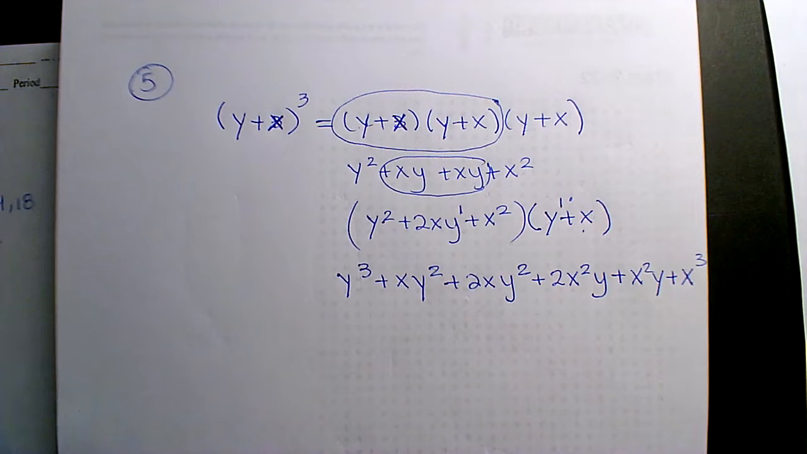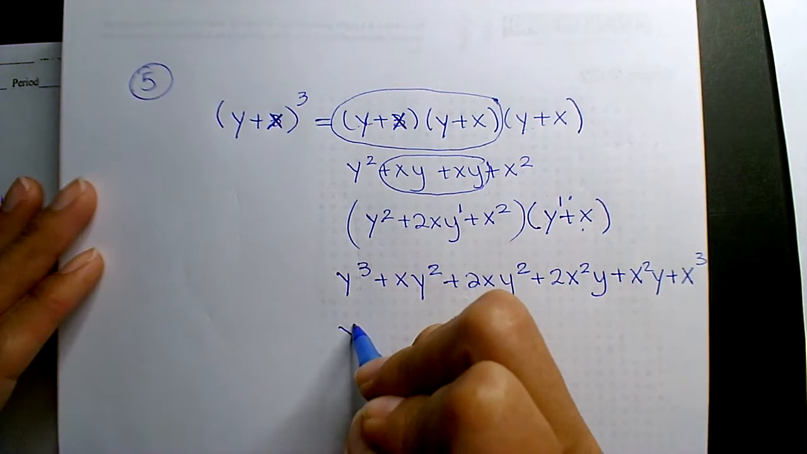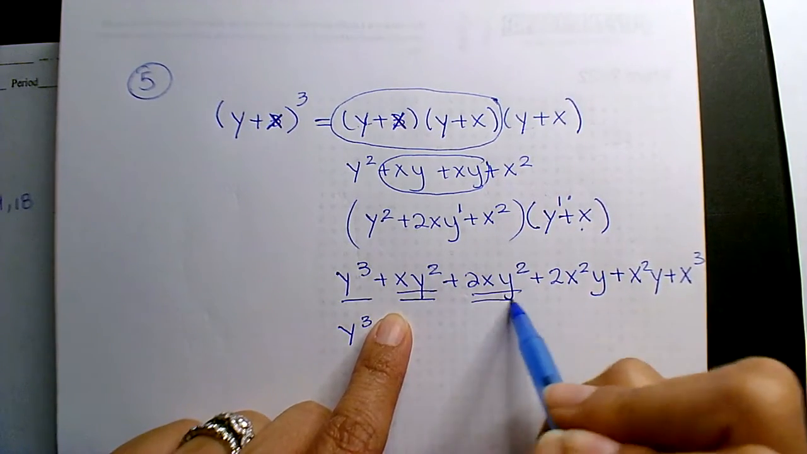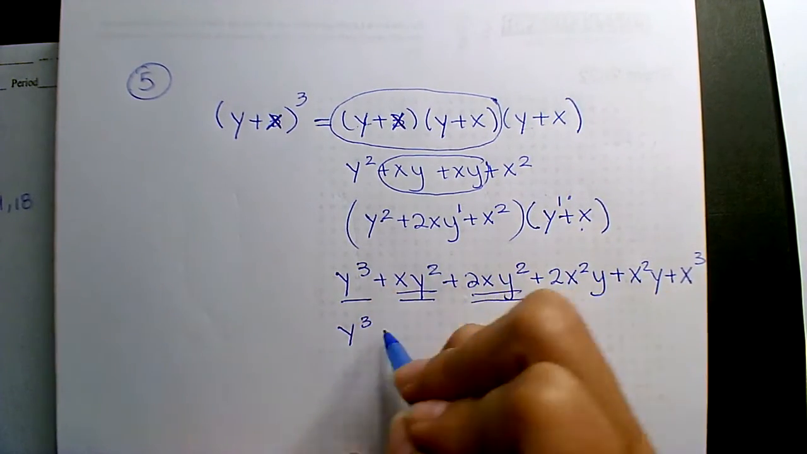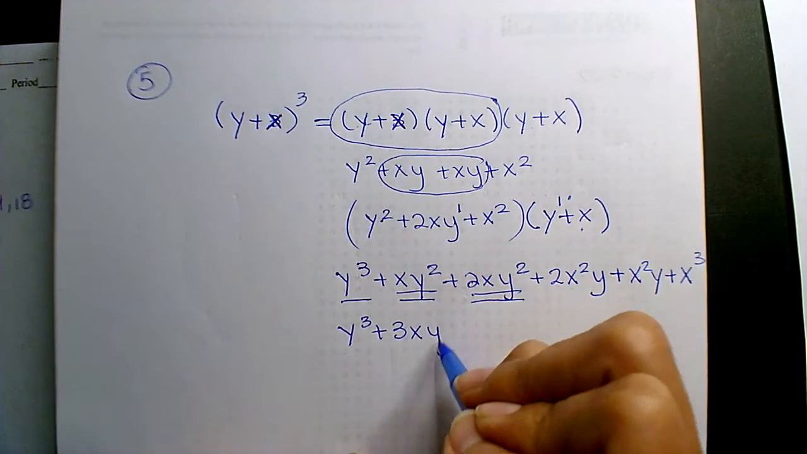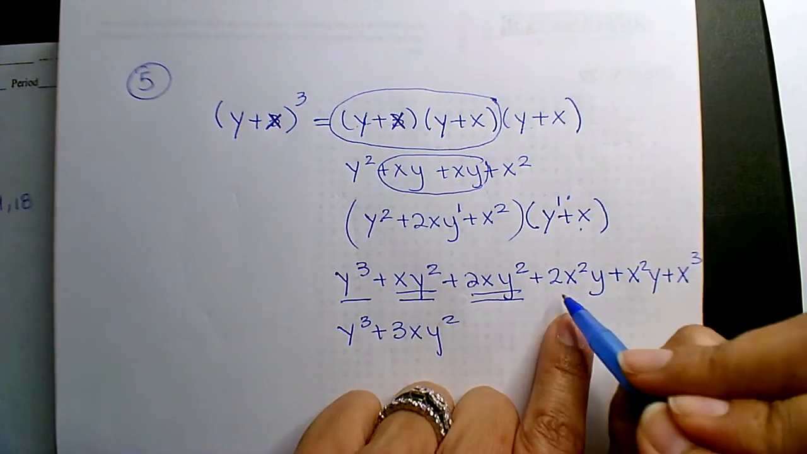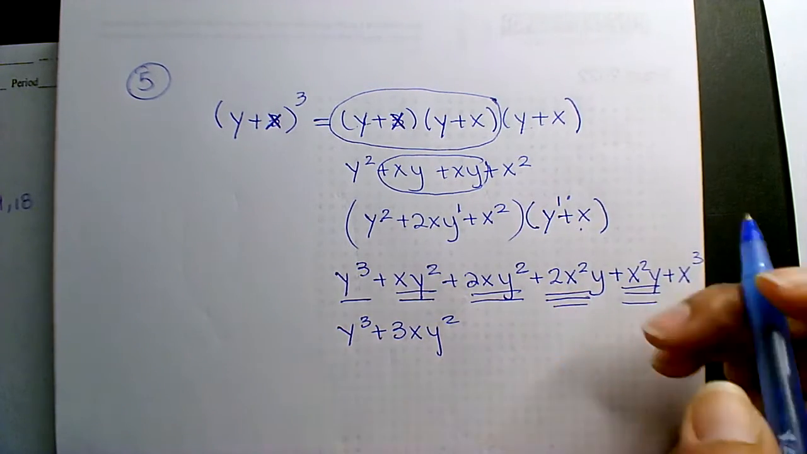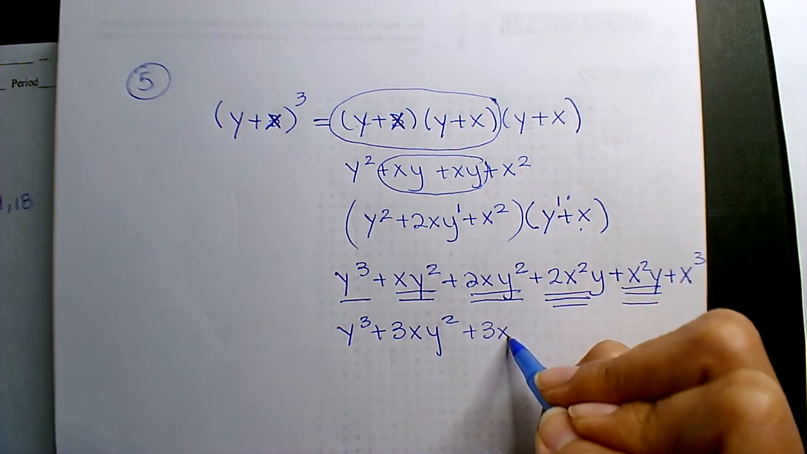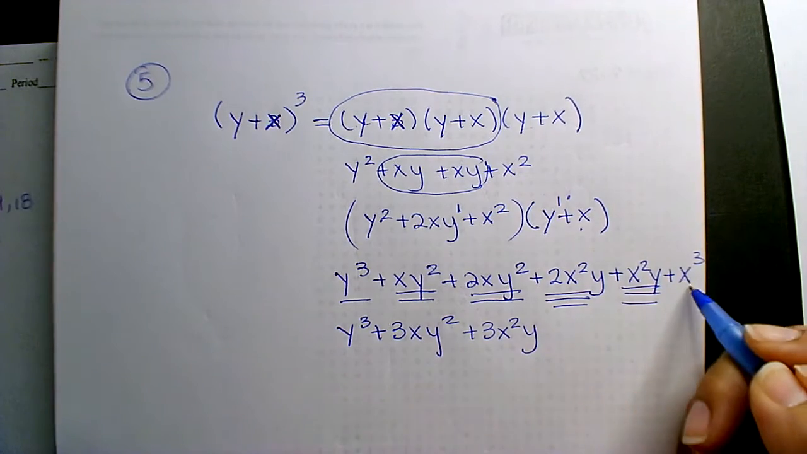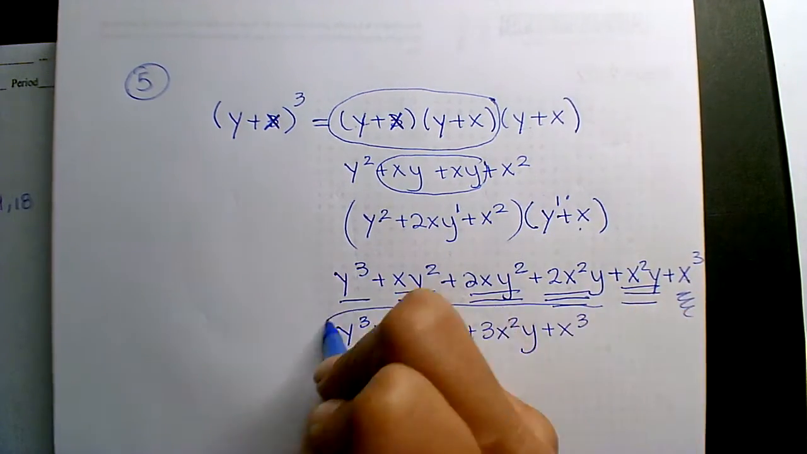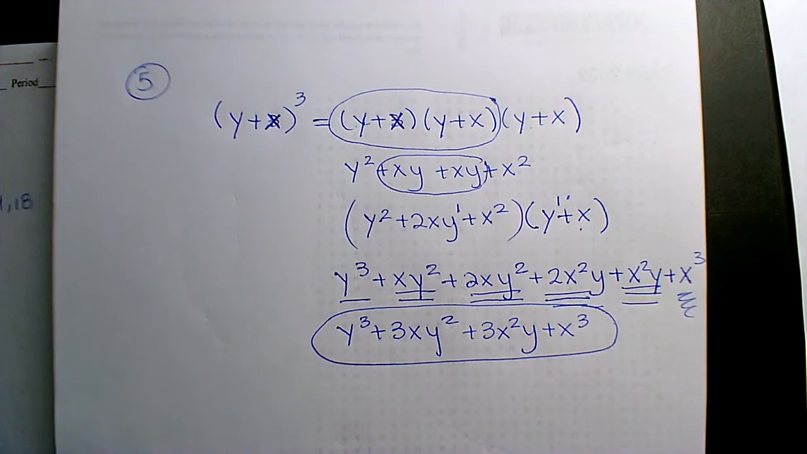Okay, you're not done. Now if you combine it out, I get y cubed, xy squared, so 1 plus 2 is 3xy squared. X squared y, that's 3x squared y. And then, of course, my x cubed. And so this is the expansion. Okay, that was a long way.